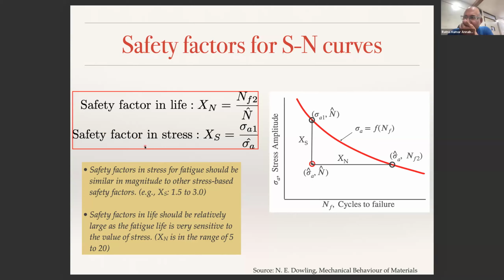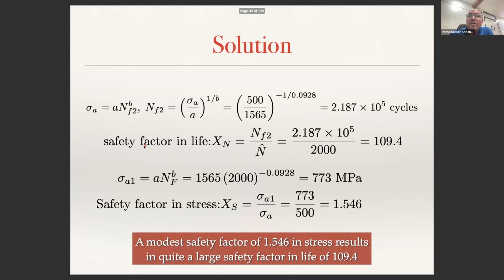So in the last class, we looked at the safety factors in the SN curve, the safety factor in stress and the safety factor in life, and we also solved a problem. So far, whatever we have looked at, the SN curve and the correction factors, is under the assumption that the loading is fully reversed, which means the mean stress is zero.